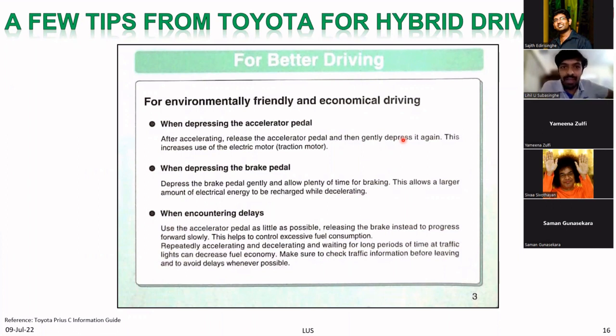gently depress it again, the vehicle will come to EV mode or the motor dominant mode automatically. I don't know whether you have practiced this or you have experience on this. If you are driving a Toyota hybrid, this is something that you can do. Once you reach the acceleration that you require, immediately release the accelerator pedal and gently depress it, and then you can get into the electric vehicle mode.